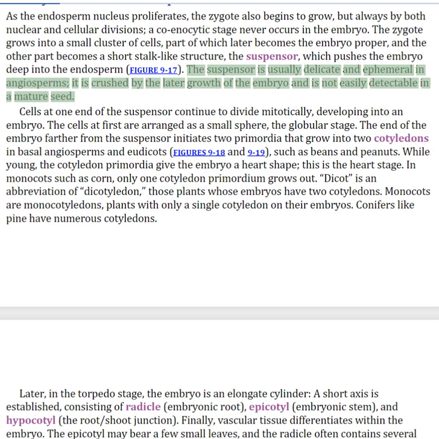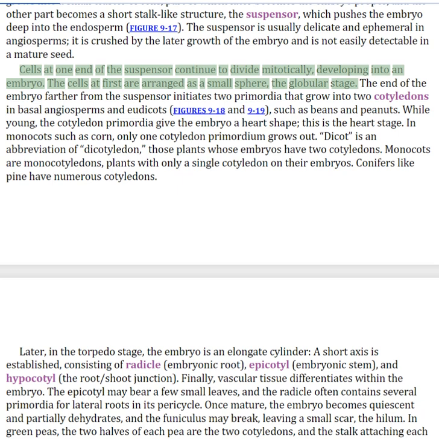The suspensor is usually delicate and ephemeral in angiosperms. It is crushed by the later growth of the embryo and is not easily detectable in a mature seed. Cells at one end of the suspensor continue to divide mitotically, developing into an embryo. The cells at first are arranged as a small sphere, the globular stage.